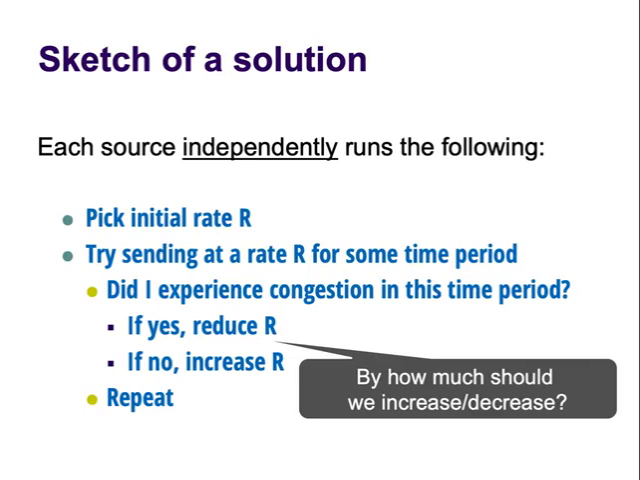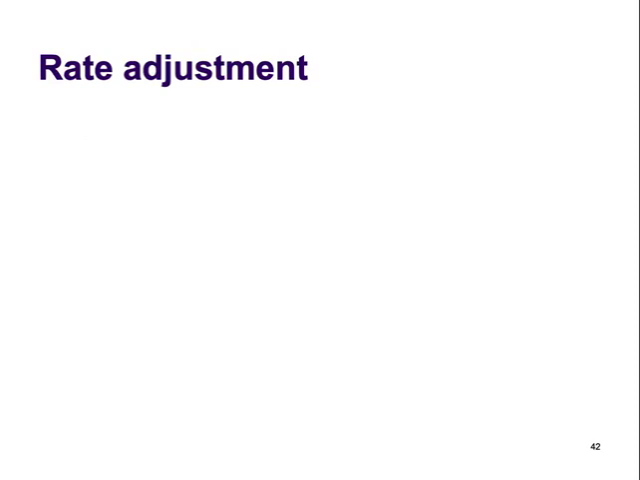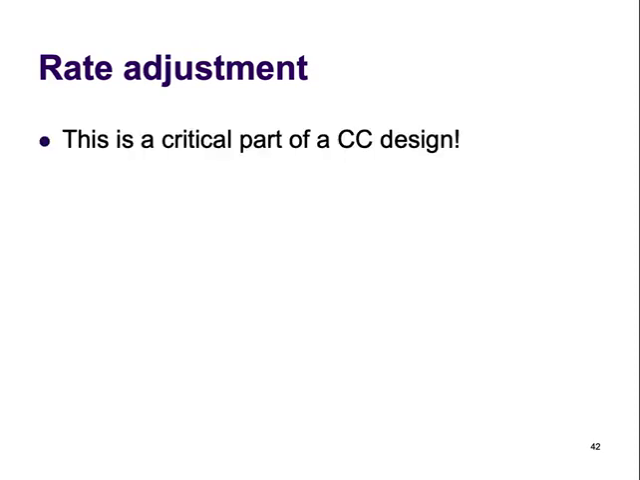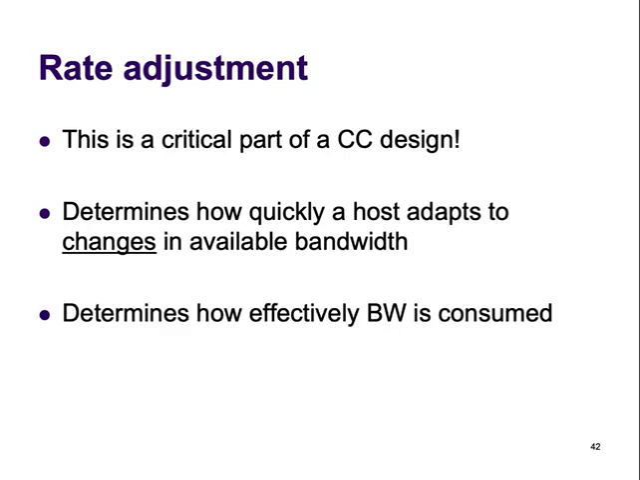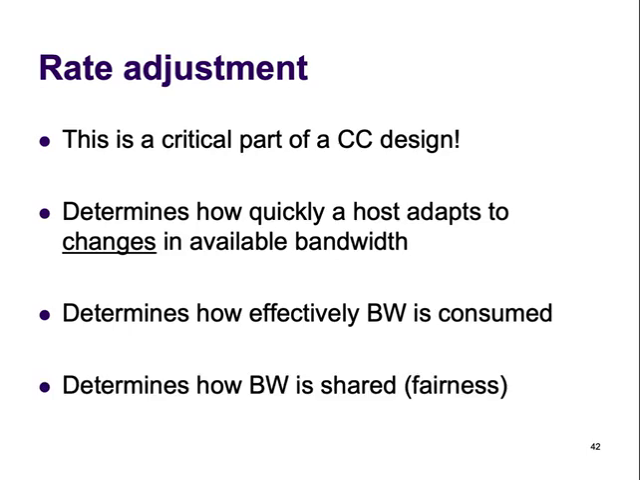Okay. So the last question is by how much should we increase or decrease when we have congestion? This is the rate adjustment phase of congestion control. This is probably the most critical part of the solutions we've developed so far, because how quickly you adapt and how much you adapt by is going to determine how a host adapts to changes in the available bandwidth. If you're too slow to adapt, you're going to be very inefficient in consuming bandwidth.